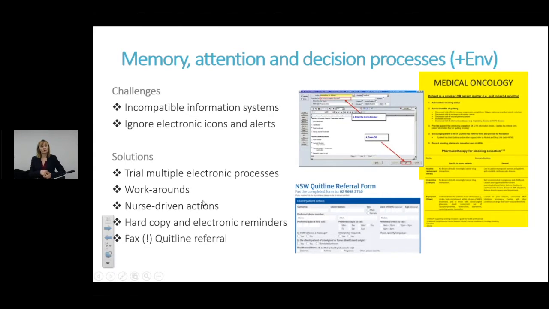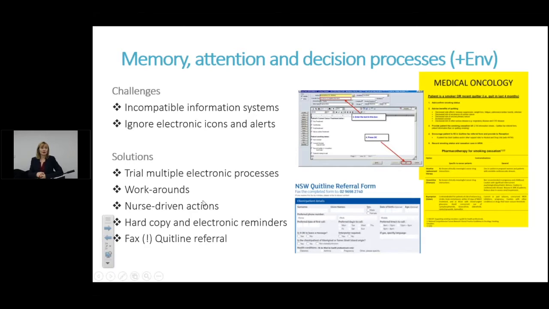And sort of workarounds. Where the electronic system didn't really accommodate what we were trying to do, which was pass prompts along the chain as people passed through the system, we found ways to plug the gaps and put band-aids on. We found that it was important to have nurse-driven actions because while the oncologists were much more about decision-making, the nurses were much more about making things happen.